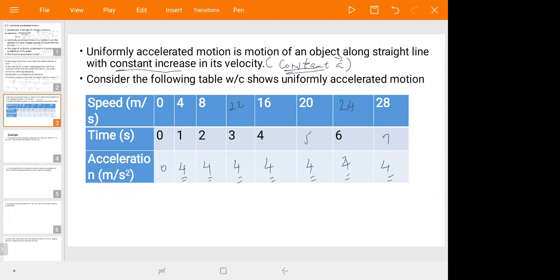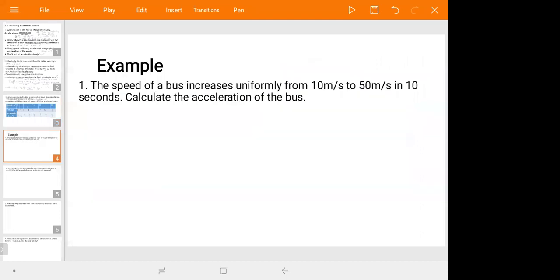So for this table, we can plot a graph of v versus t, and acceleration versus time. We will see this exploration of graphical representation of uniformly accelerated motion in that sub content, okay? I think this one is clear for you. Let us see one example.